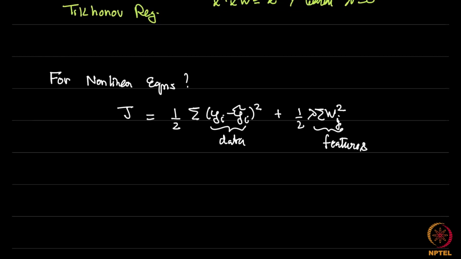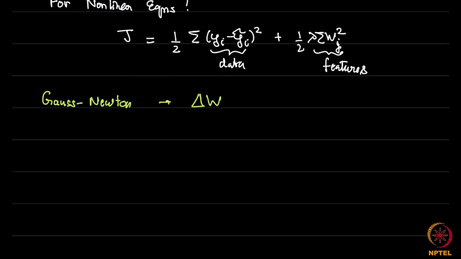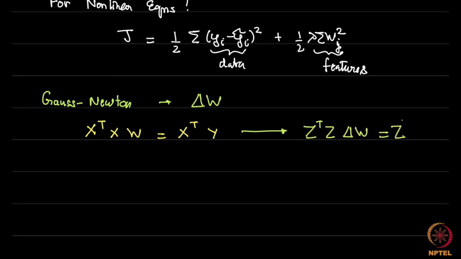Now, we need the equivalent of Gauss-Newton. Remember, Gauss-Newton worked on delta W. Whenever the linear equation was X transpose X W equal to X transpose Y, the corresponding Gauss-Newton equation was Z transpose Z delta W equal to Z transpose delta Y, where delta Y is basically Y minus Y hat. Now you can rederive the whole thing in the case with this additional term, but I'm just going to appeal to intuition in order to save time.